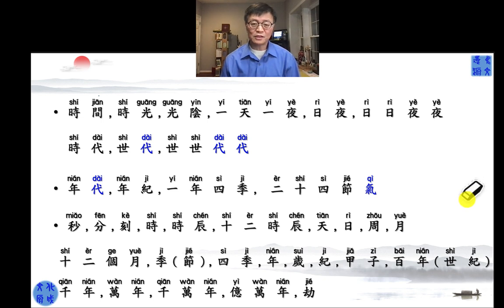Okay. If you're good, then you can go back. 1 minute, 1 second, 2 seconds ago. Practice 1, 2, or 3 times without pinyin.